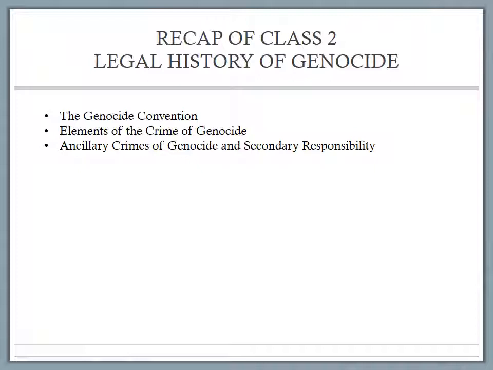Let's look now at the extraordinary legal act that immediately preceded the drafting of the Genocide Convention, where crimes on an international level were proven in a courtroom, with the world watching in a first-of-its-kind trial in lieu of executions following the end of World War II.